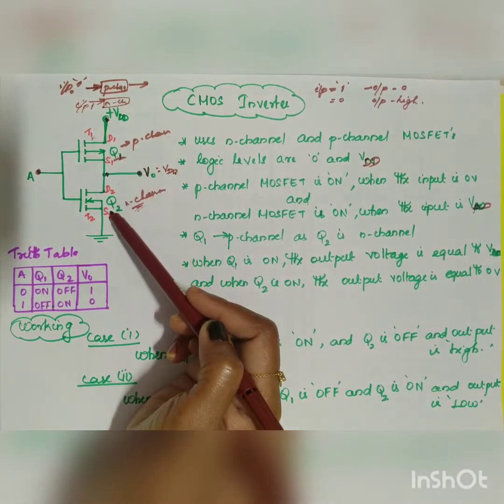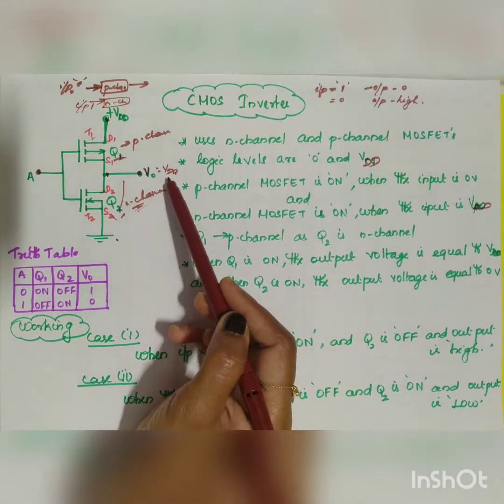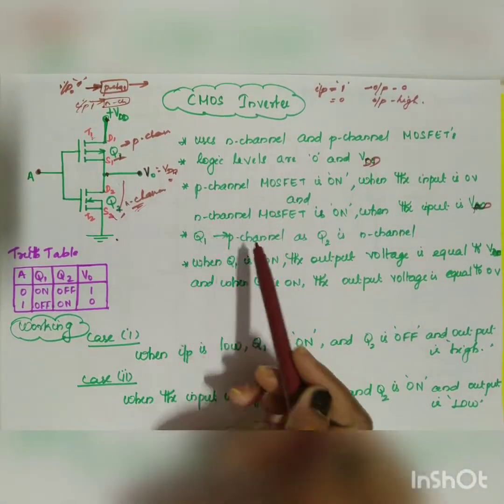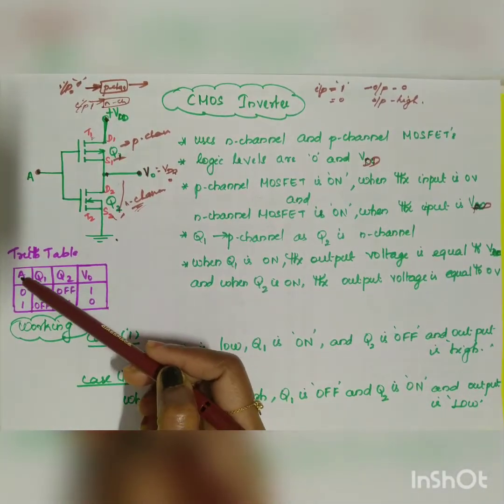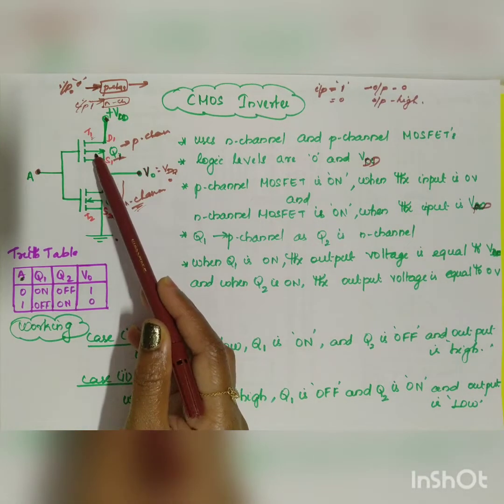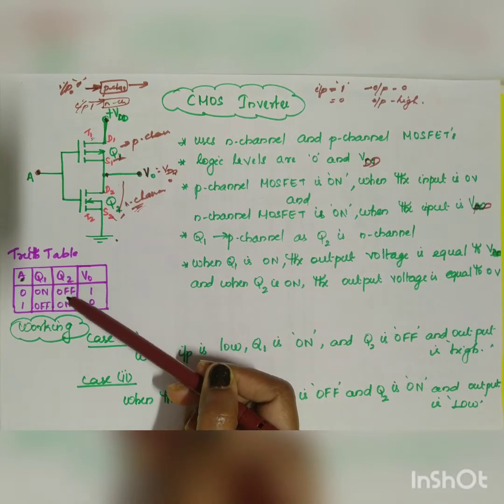At the same time, when Q2 is on, what will happen? This is on means it will be connected to the ground. Your output will be equal to 0. Based on this, you can frame your truth table. So what will be your truth table? If input is low, which one will be on? Your P channel will be on. Therefore, your transistor Q1 will be on, transistor Q2 will be off.